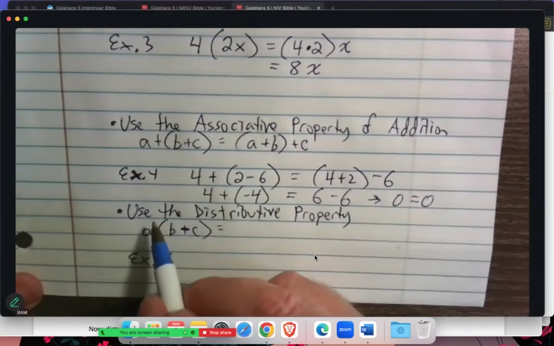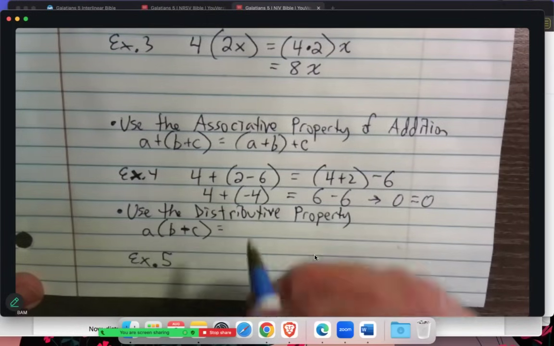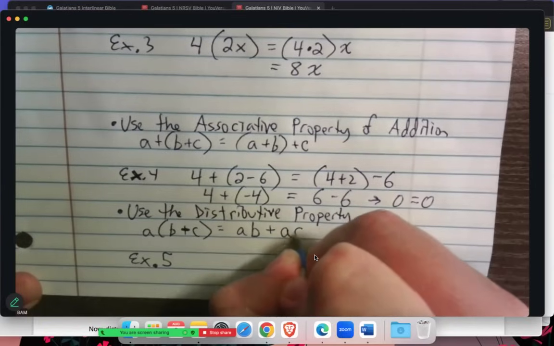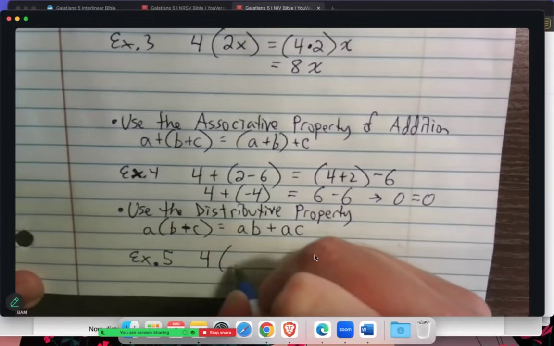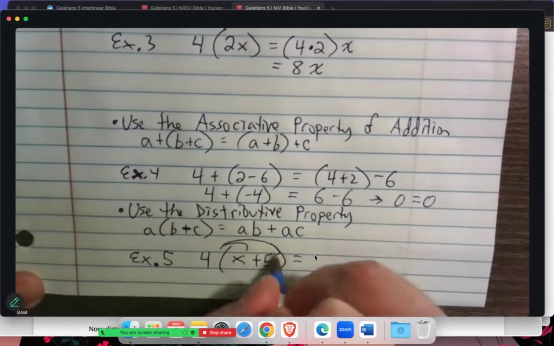And the last one for this video is use the distributive property. A times parentheses B plus C is equal to A times B plus A times C. And we have example 5, 4 times X plus 5. And I like to make a rainbow, 4X plus 20.